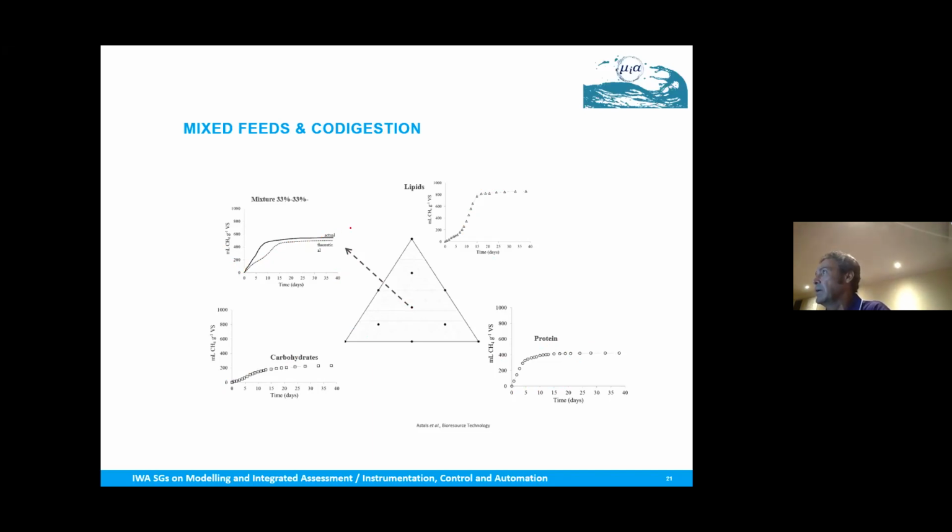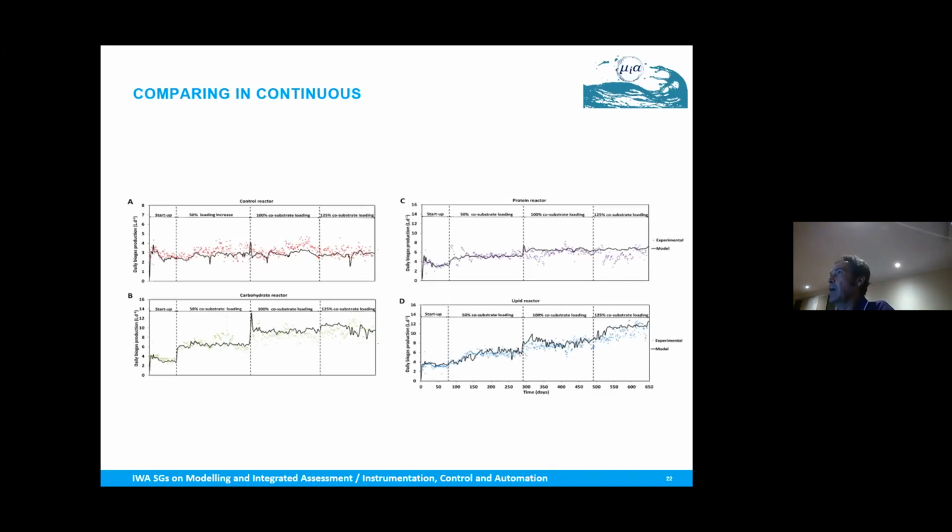And what's happened is that the inhibition effect that's caused by lipids is then mitigated by the fact that you've got carbohydrates and proteins there. But the overall methane yield is the same. So you're mitigating that initial inhibition, but then you're getting the same final yield. Okay, and that could also happen in continuous.